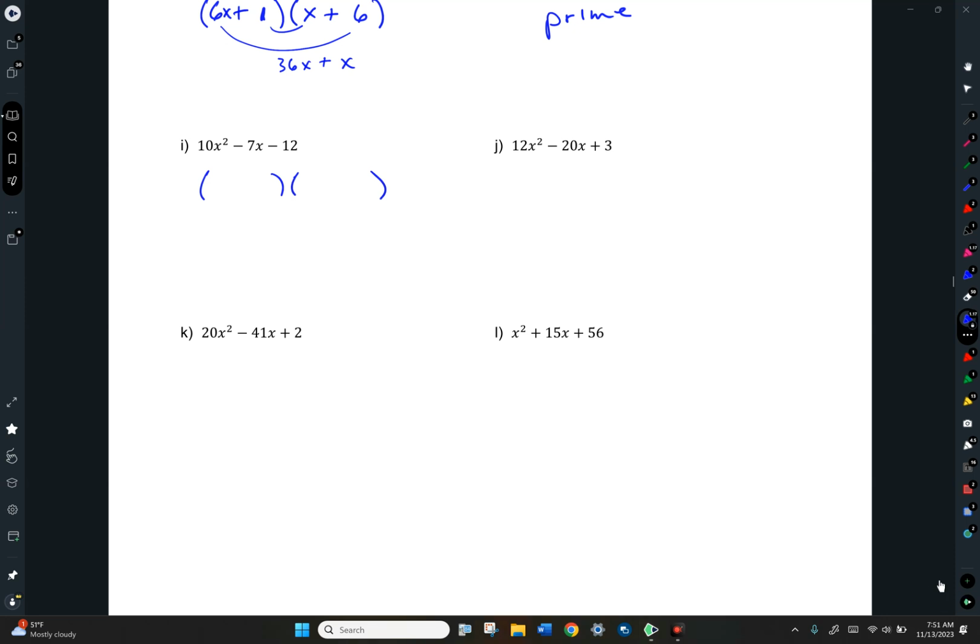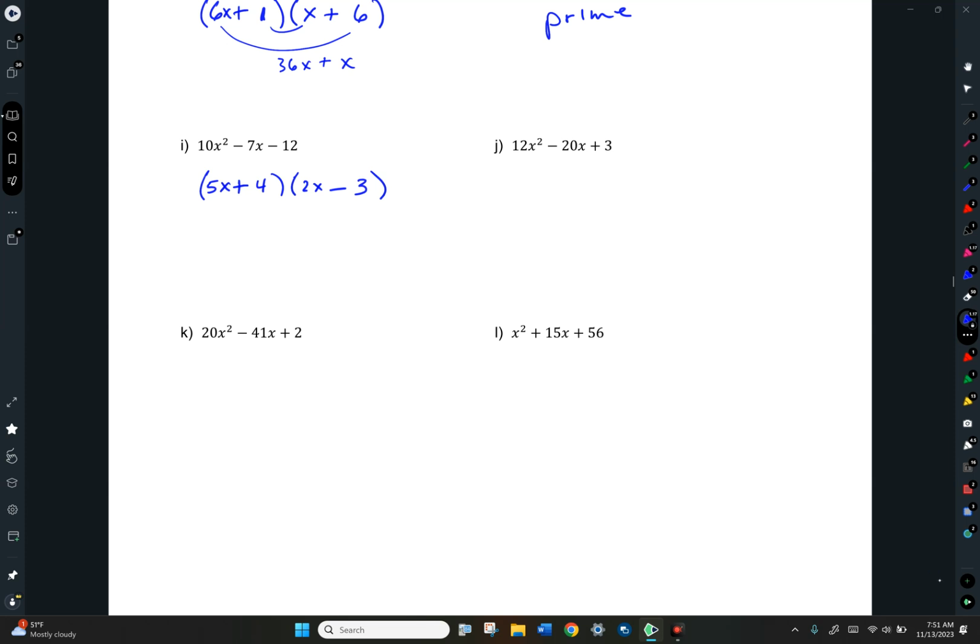All right, so let's see, I think we said different signs. In order to multiply and get 10, first thing I'll try is 5x and 2x. Okay, in order to multiply and get 12, I'll start with 4 and 3, but I know that the 4 can't go over there with the 2, so I'll put the 4 here and the 3 here.